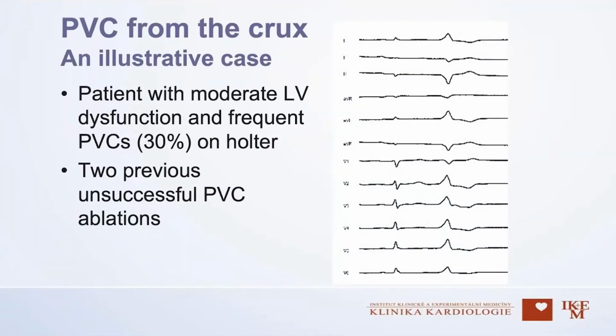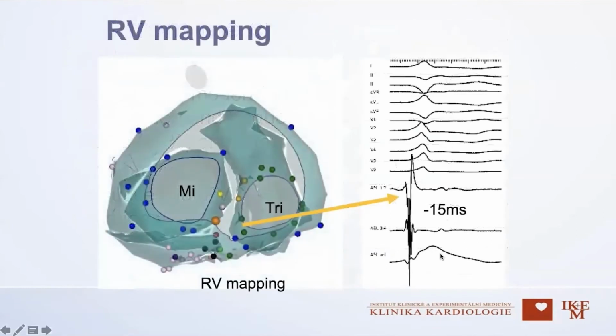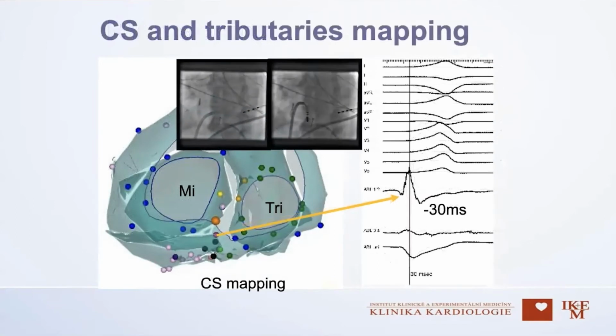This is an illustrative case, a patient with moderate dysfunction, a lot of PVCs, and 2 previous unsuccessful PVC ablations. You see here a superior axis, quite early transition, suggesting it's from the basal part. And this is right ventricular mapping in that area, so it's -15. If you then go to the coronary sinus and tributaries, you have better prematurity here. You see injection of the coronary sinus.